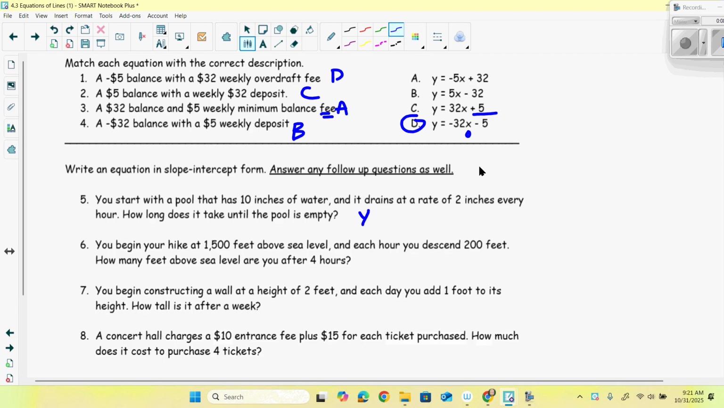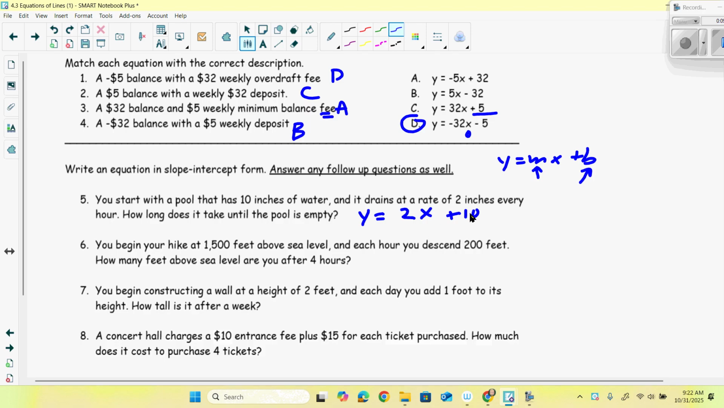Okay, well, my equation, y equals mx plus b. I need a starting amount and I need a change. So let's see here. Starts with 10, so I'm going to say a plus 10 out here. And then it drains at a rate of 2 inches every hour. So if I did 0 hours of changing, you're going to still have your 10, your original amount.